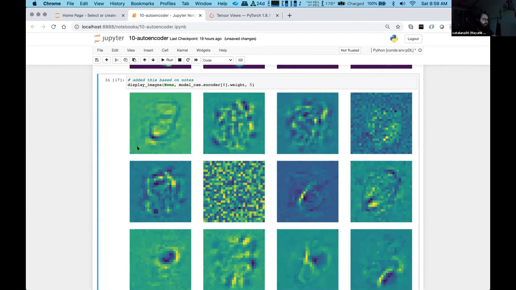The background is not cleaned out as well as it was earlier. Yeah. Mm-hmm.